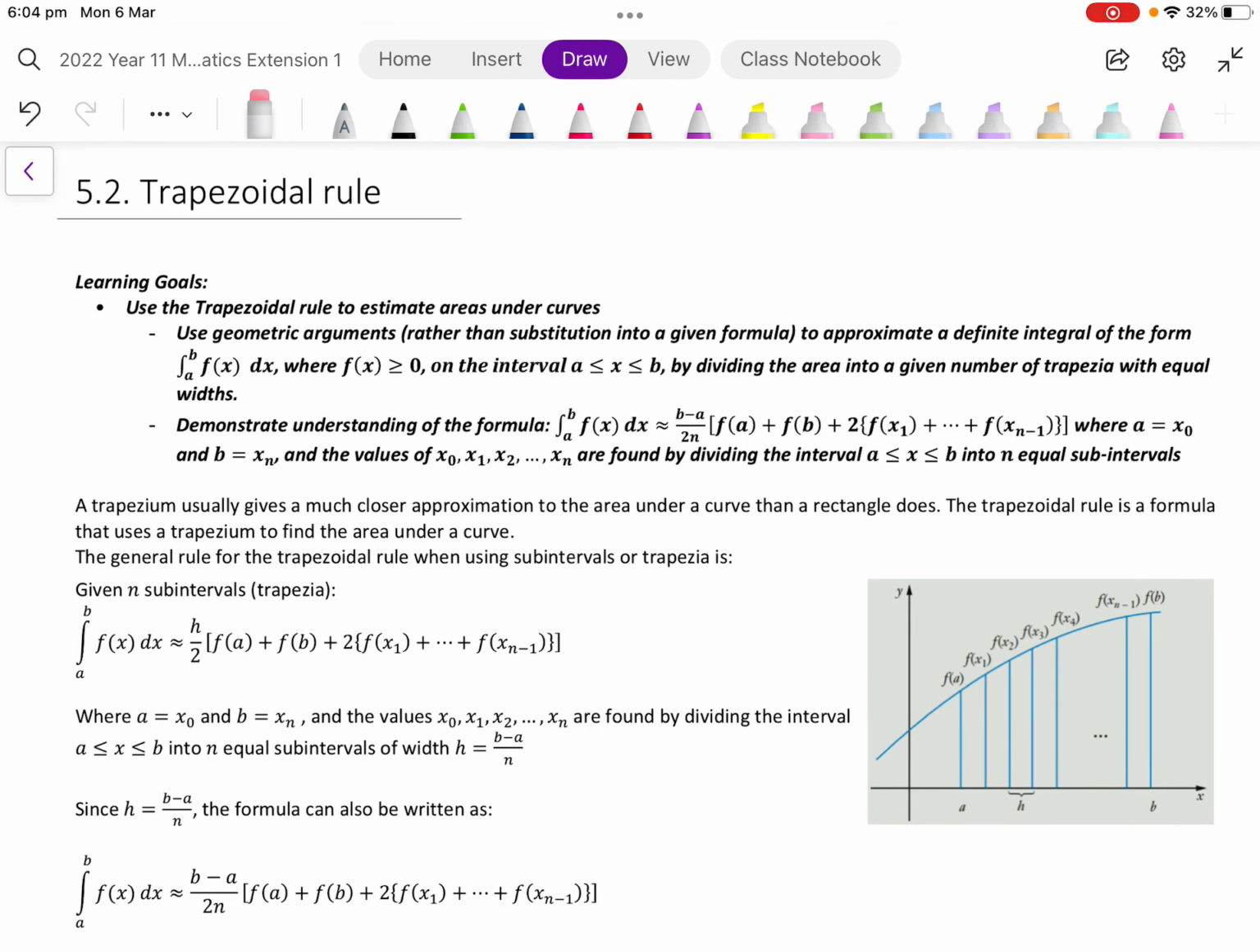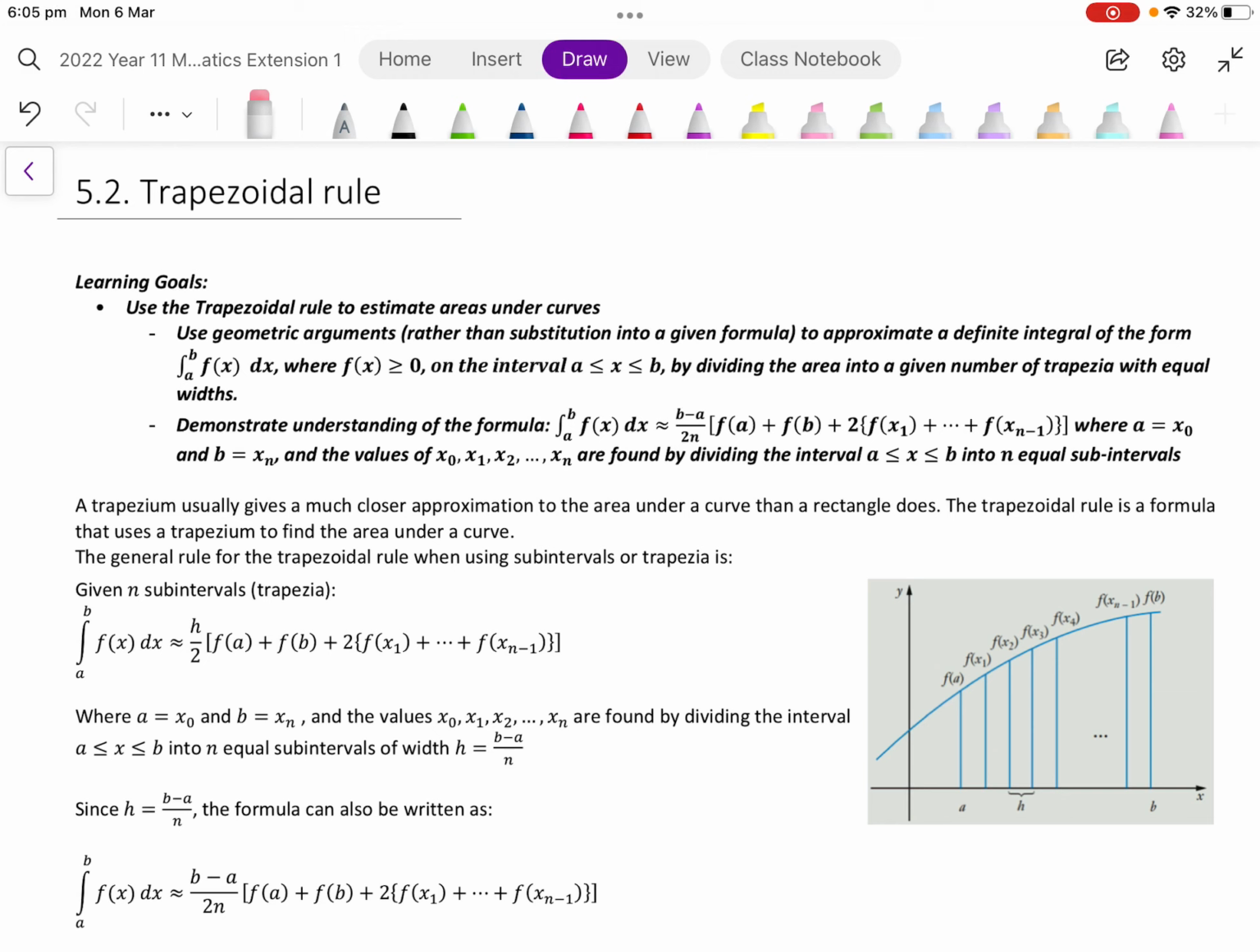Hey guys, today what we're looking at is the trapezoidal rule. So instead of drawing rectangles under our curve, how we can calculate the area under curves is using the trapezoidal rule. A trapezium, like what we saw in last lesson, usually gives a much closer approximation to the area under a curve than a rectangle does. So the trapezoidal rule is a formula that uses a trapezium to find the area under the curve.